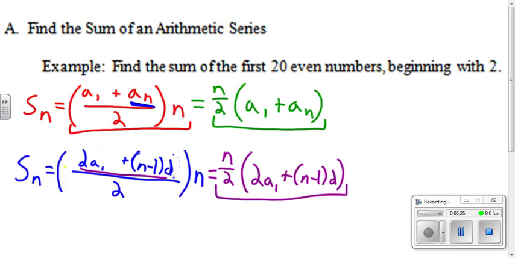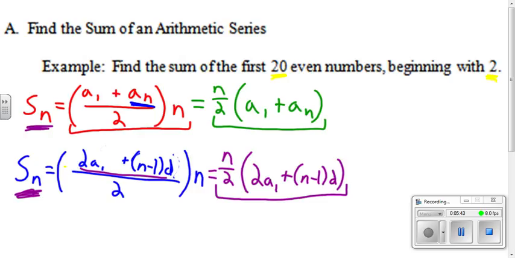But all of these formulas work. Again, the top two work when you know the last number. These bottom ones work when you don't necessarily know what the last number is. And in this particular situation, we don't know what the last number is.